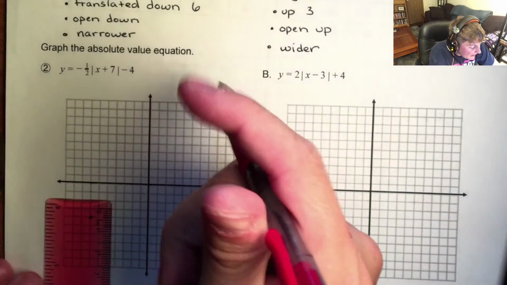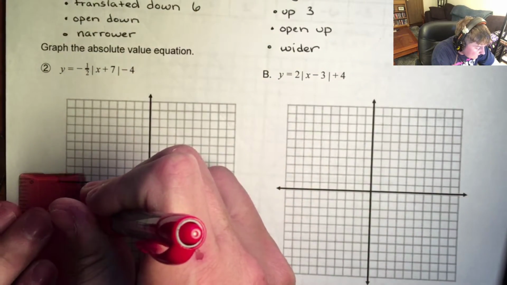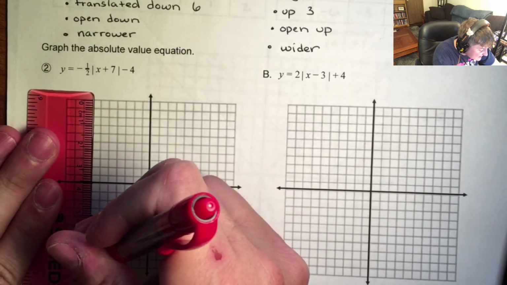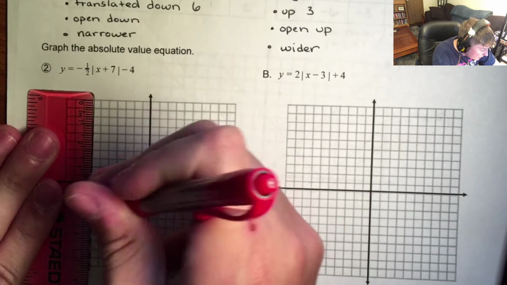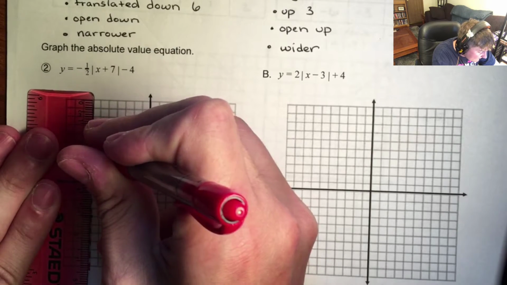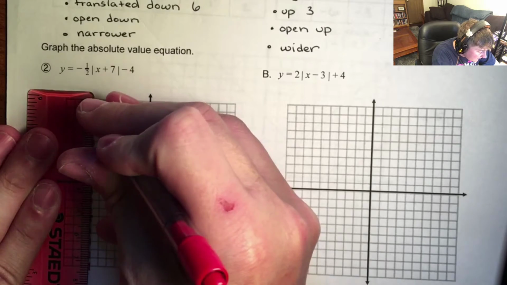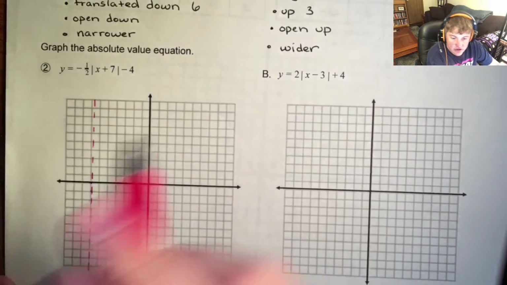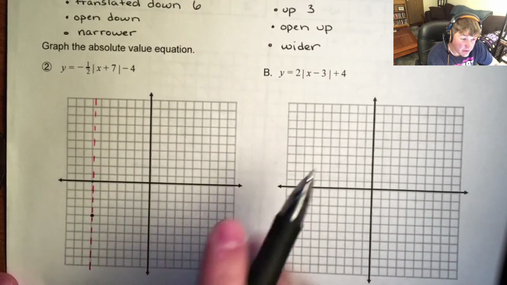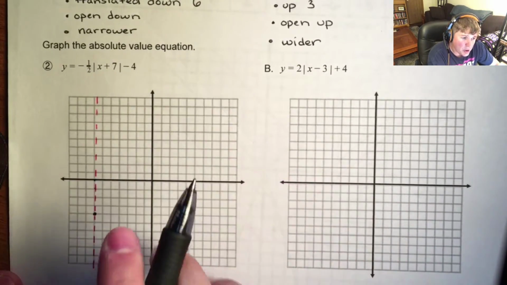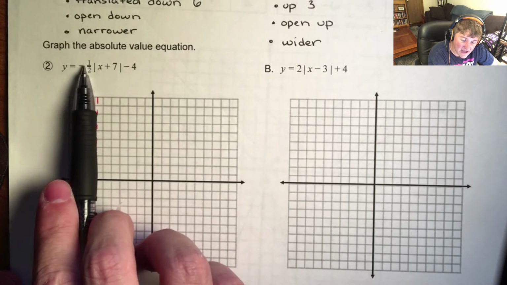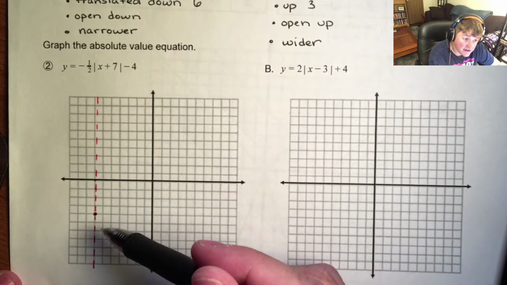Okay, so there's my vertex. It's the absolute highest or lowest point. And I like to draw a little axis of symmetry through it because this whole thing is symmetrical. So let's think about whether this is going to be a highest or lowest point. We know it opens down because this a value is negative, which means that this is going to be a highest point.